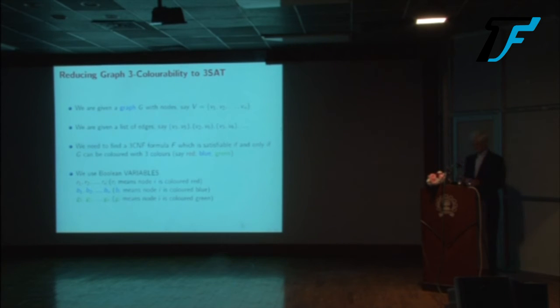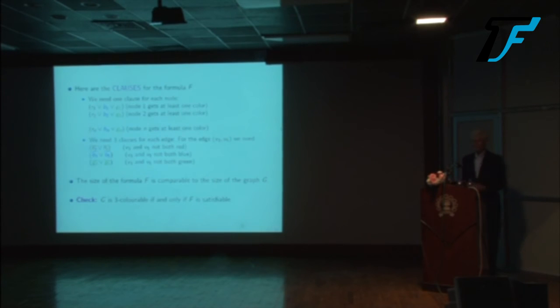Then we have to come up with clauses in the formula. These are constraints on the truth assignment. We have to put in clauses that will ensure that any truth assignment satisfying all the clauses corresponds to a legal three-coloring of the graph. So what are the clauses? First of all, we want to make sure that any such truth assignment assigns at least one color to every node in the graph.